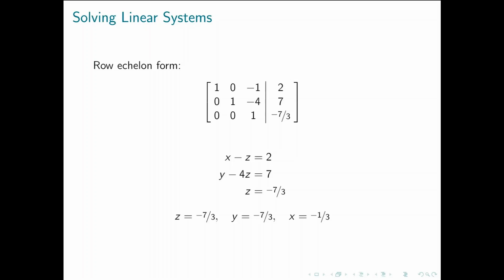I can substitute that value of z back into the above row and solve for y. That's called back substitution. So if y minus 4z equals 7, then y equals 7 plus 4z, and then if I substitute -7/3 in for z, I solve for y. Y happens to be the same thing, and then I can take my values of y and z and substitute them back into the very top row, and then I can solve for x, and that's negative 1/3.